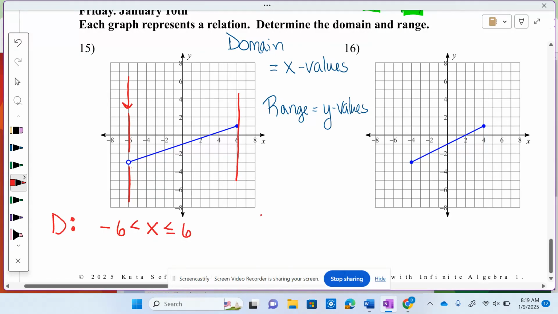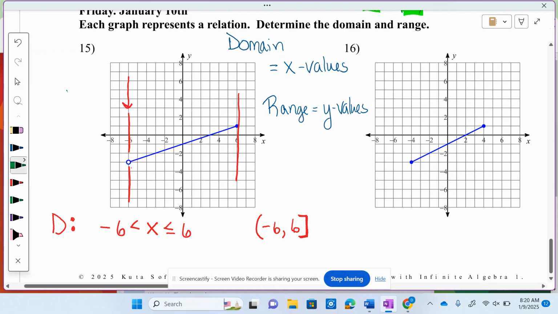We can also use set notation. We talked about this. If it's not included or if it's the less than symbol, we use a parenthesis. You could also write it like this: -6, comma, +6, and the +6 gets a bracket because that number is included. Bracket means it's included, parenthesis means it's not included.